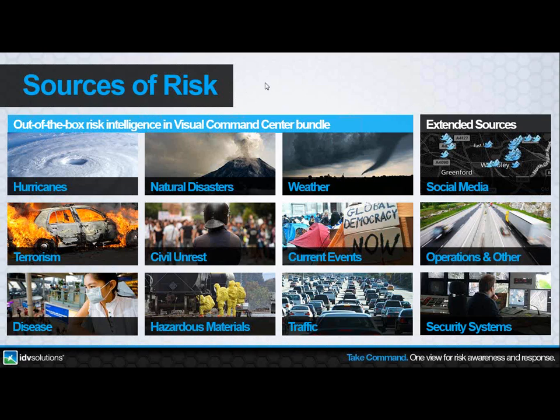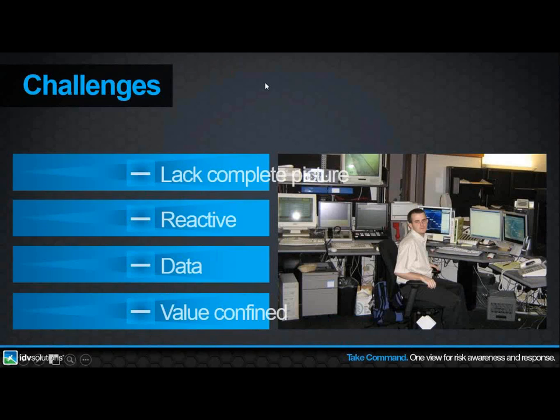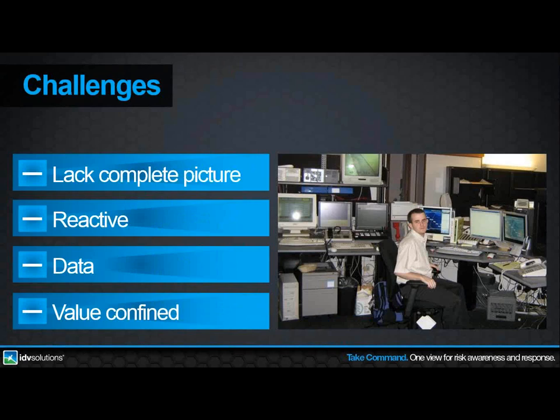What we have found is that in many cases, our customers are dealing with similar challenges. I would venture to guess that most or all of you have experienced these challenges firsthand. They have lacked a complete picture of sources of risk to the organization. In many cases, they have some pieces or even several pieces, but they're often disparate and not integrated in a way that will give them a holistic view or a common operating picture.